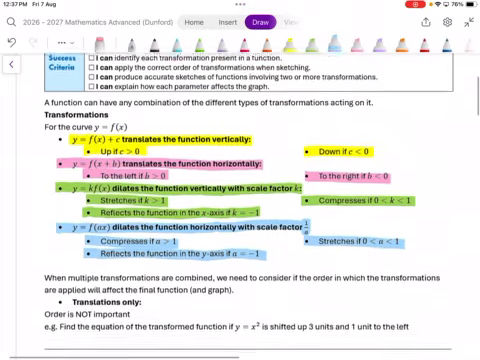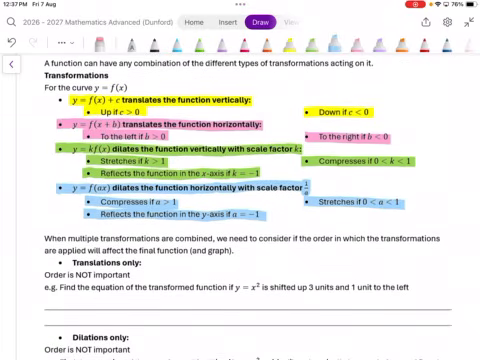So we are going to be applying multiple transformations and combining them. So we need to consider the correct order, because the order in which the transformations are applied will affect the final function and graph. So we have to do it in the correct order. When we have vertical translations and horizontal translations, the order is not important.